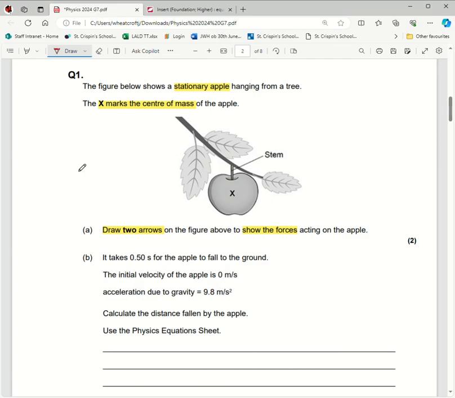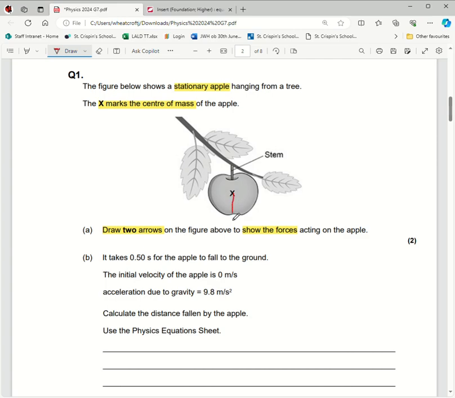So that gives us a clue as to the relative sizes of the forces on this apple. If it's stationary, that means that the overall forces on this apple are balanced. So that means the forces in one direction are equaled out by the forces in another direction. Now on this apple, if we're keeping it as simple an example as possible, we'll be talking about the weight pulling it down. So there's going to be an arrow downwards. So I'm going to draw that in here.